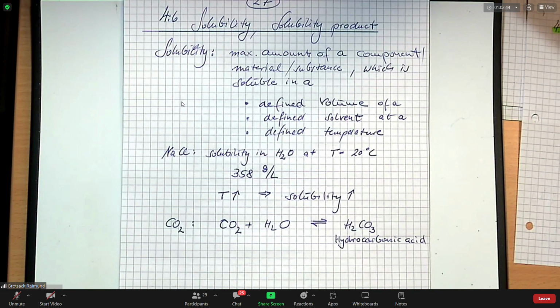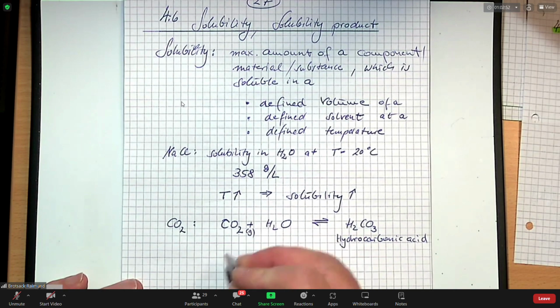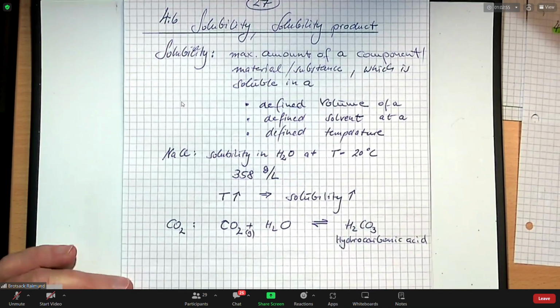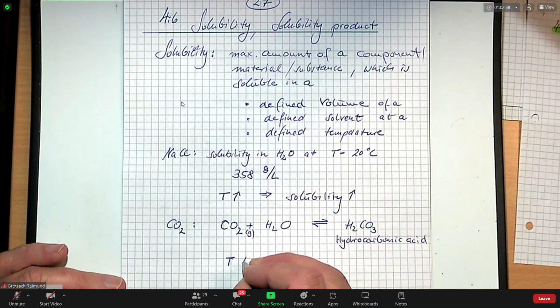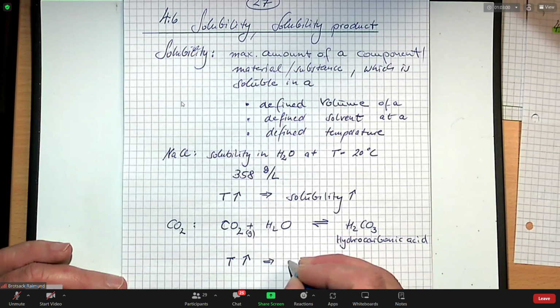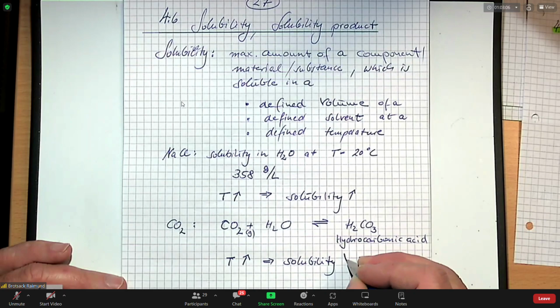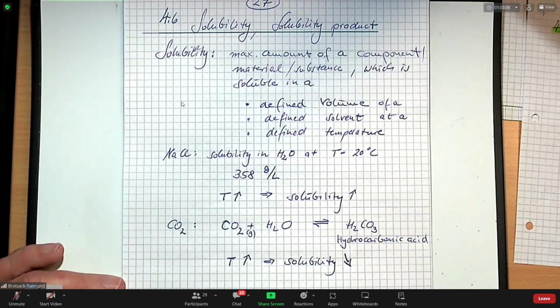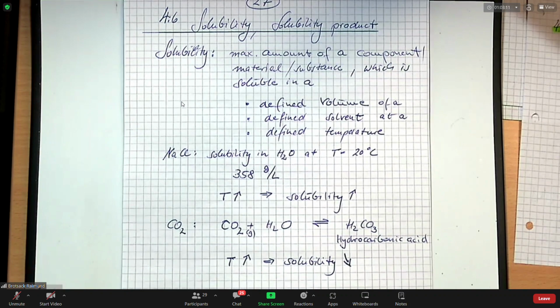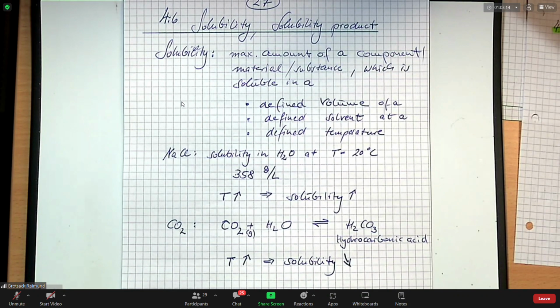What are you expecting here when we are increasing temperature in this example? Does it increase solubility? It decreases. In this example, temperature increasing means solubility decreasing. Arrow down. If we try to dissolve a gas in a liquid and we heat it up, the gas bubbles are emitted.